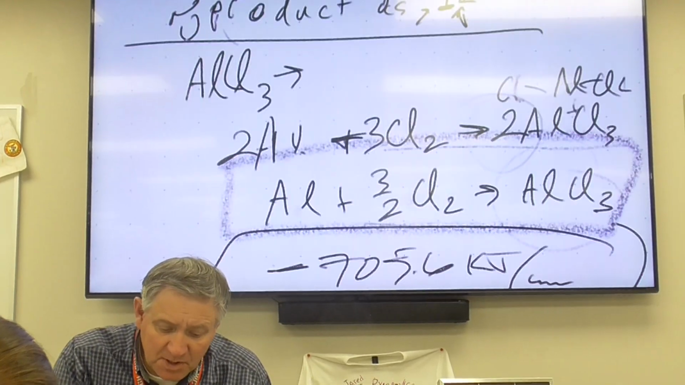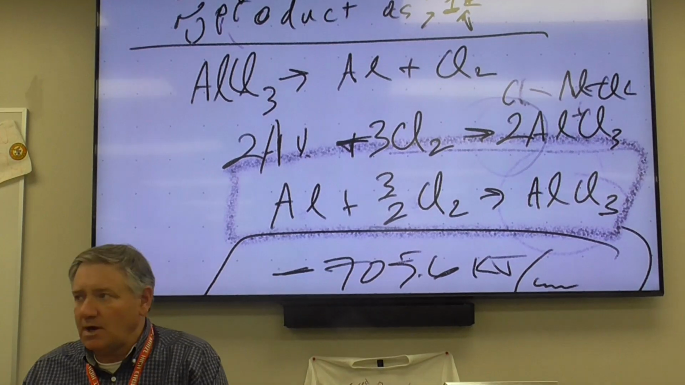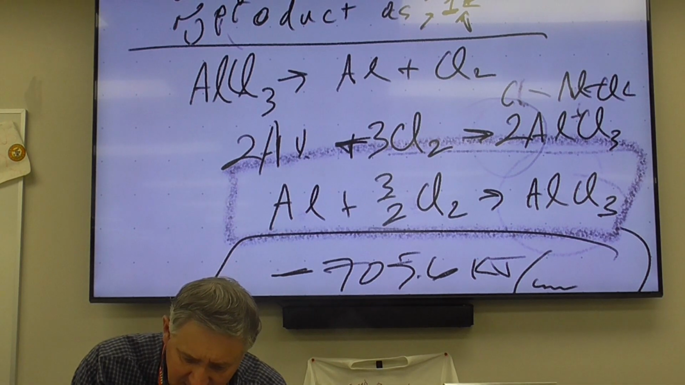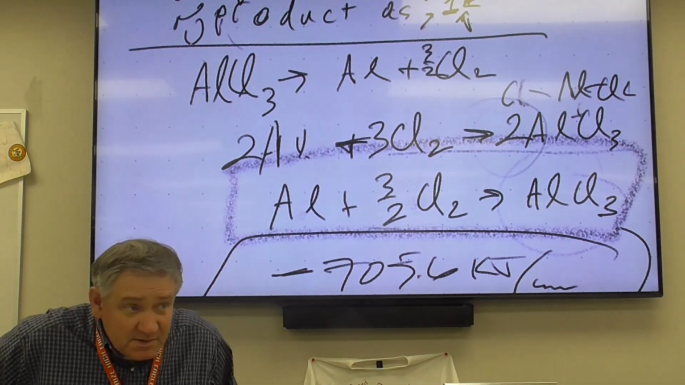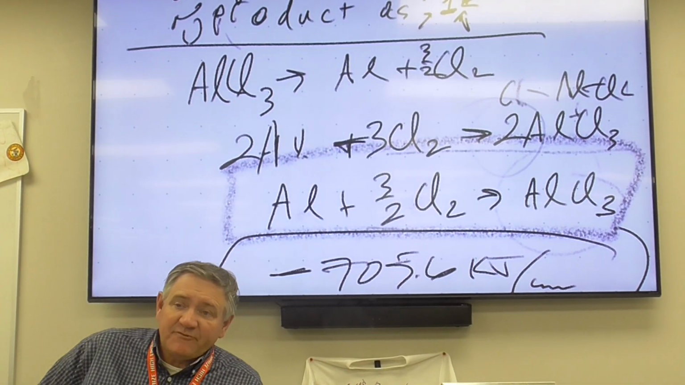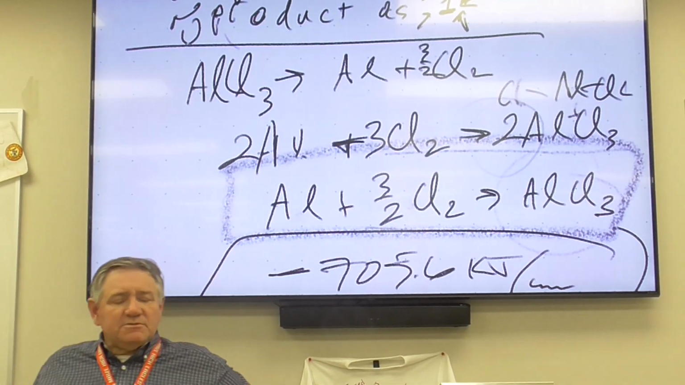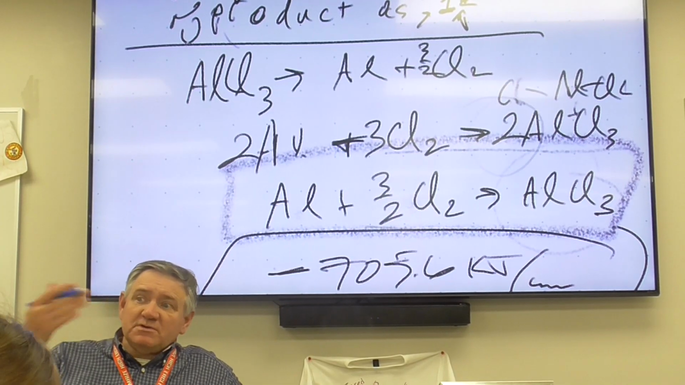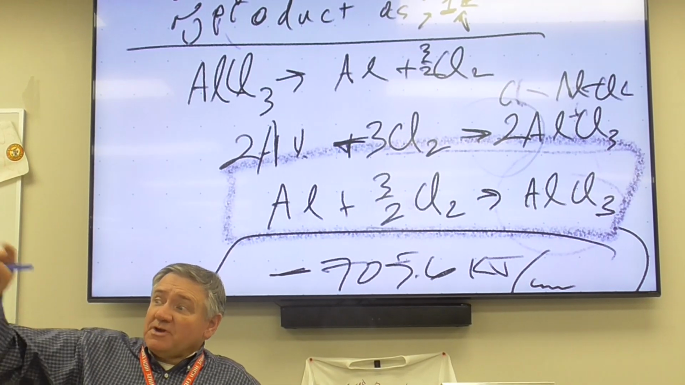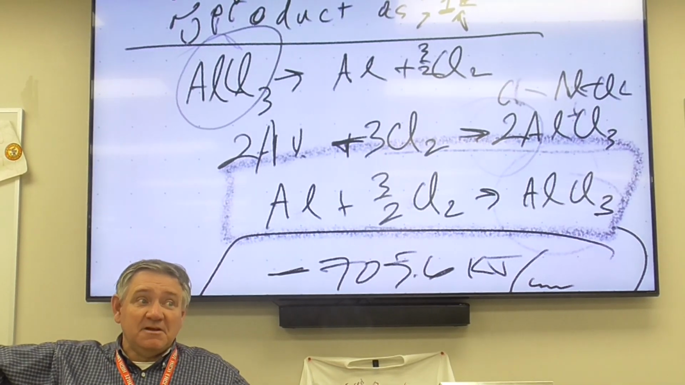But if I took aluminum chloride and decomposed it into aluminum and chlorine, and I reverse this, I'm going to make that 3 halves. If I reverse it, instead of reacting aluminum and chlorine to make aluminum chloride, I start with aluminum chloride and break that up into aluminum and chlorine. If I reverse the process, what do you think it's going to be? Endothermic or exothermic? Endothermic. Because now you have to put a bunch of energy in, because now you've got to break a bunch of bonds.